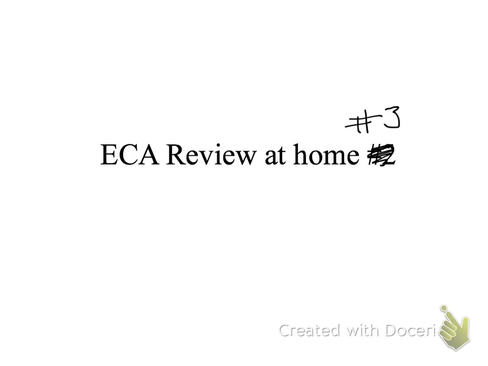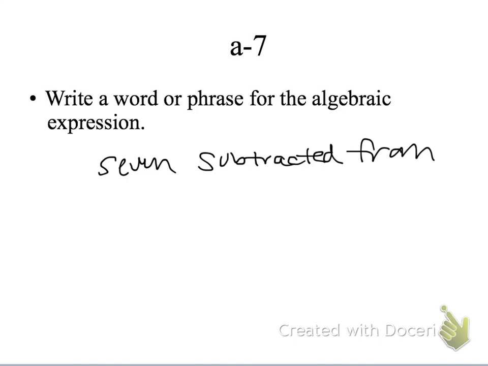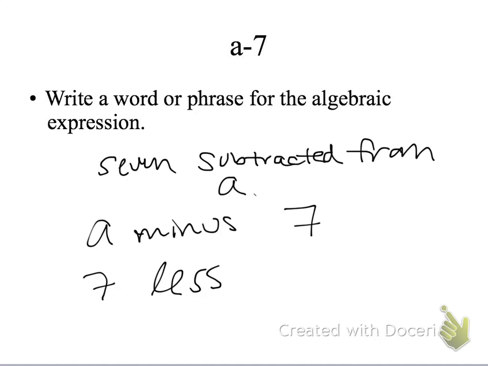Okay, so this is the last ECA review. So chapter 1 goes, write a word or phrase for the algebraic expression. So 7 subtracted from A, or A minus 7. So you could say 7 subtracted from A, or A minus 7. Or you could just say 7 less than A.